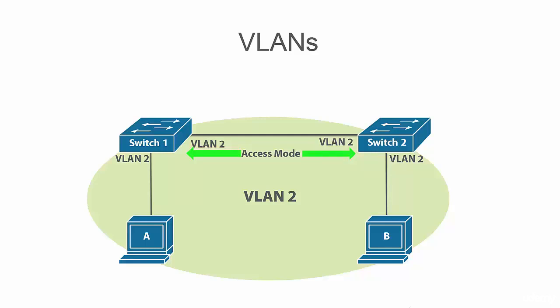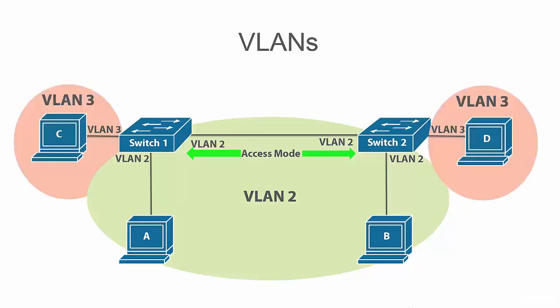So that configuration is fine for this example, but what if we had other VLANs connected to these switches? If any VLAN 3 traffic were to be sent out of these inter-switch connections, the traffic would be dropped because we're only passing traffic for VLAN 2 in this access mode inter-switch configuration.